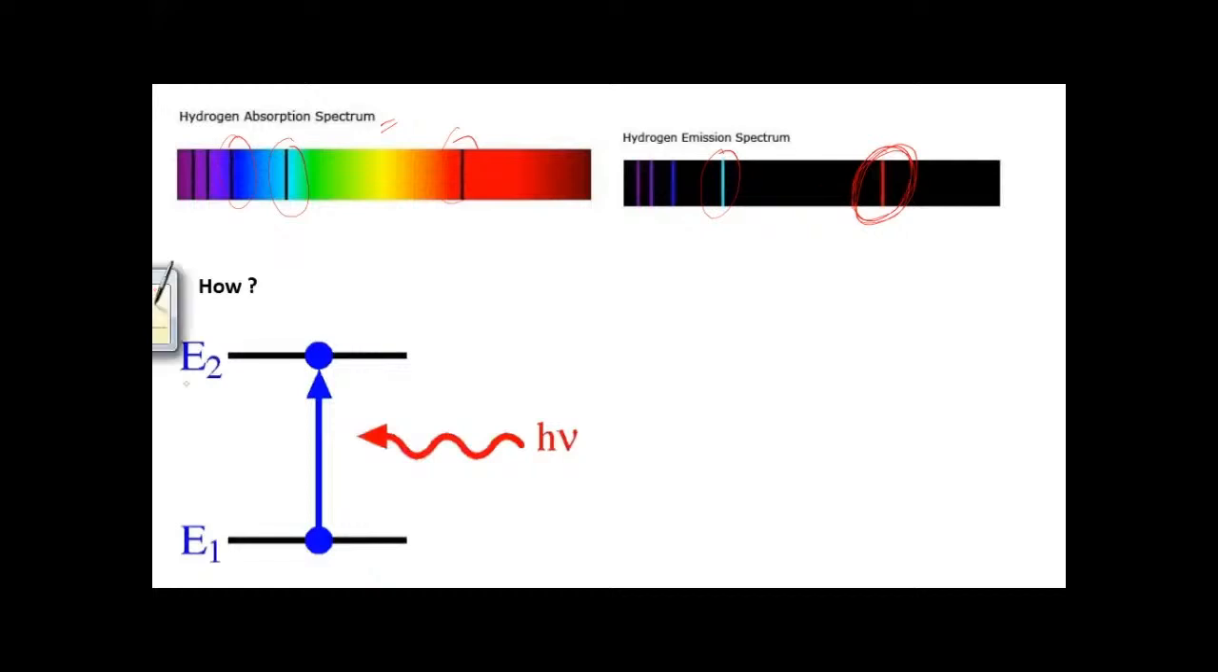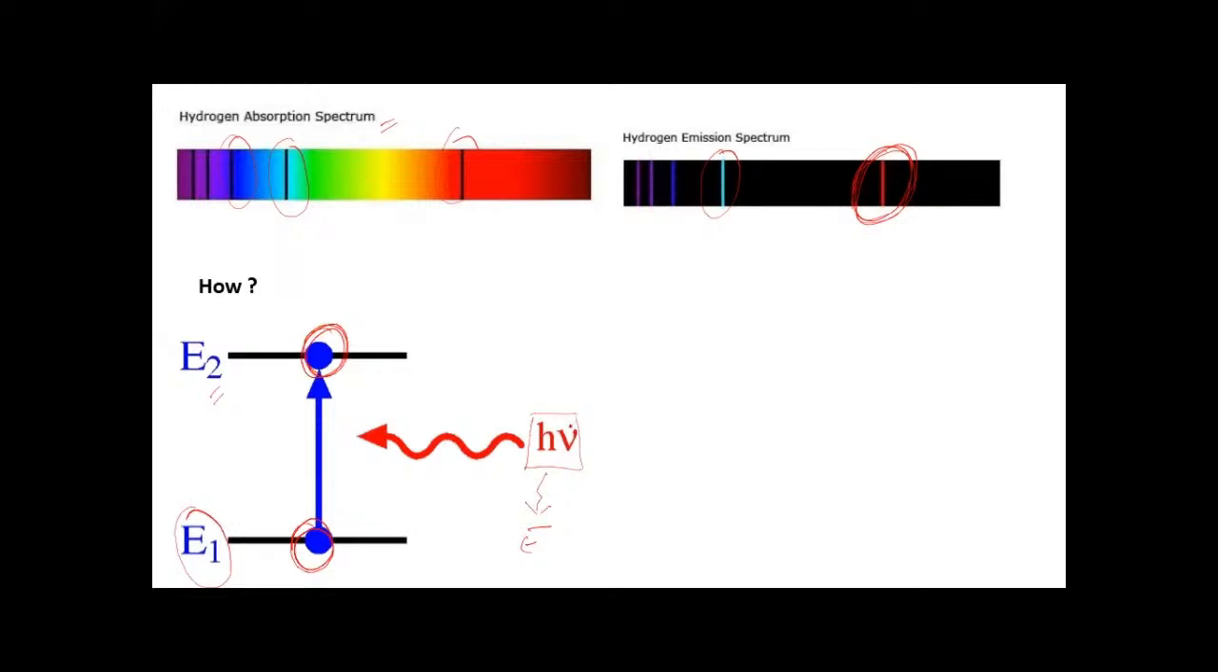You know, we take E1 as a ground state and E2 as an excited state. When the electron is present at its ground state, it absorbs a photon of light having a certain energy. Due to that energy, the electron jumps from its ground state to the excited state. Due to absorption of this frequency, these dark bands appear. So dark bands appear when energy or frequency is absorbed.